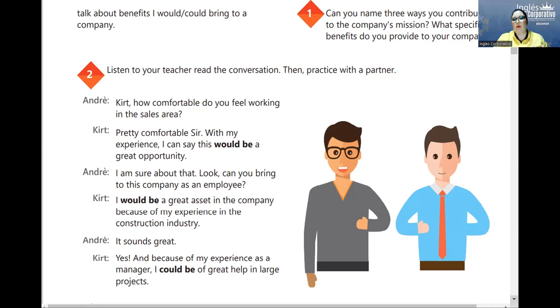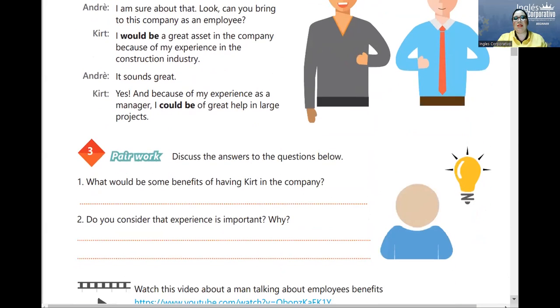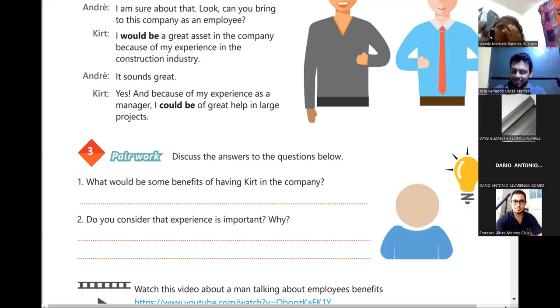According to the conversation, what will be some benefits of having Curt in the company? What will be some benefits of having Curt in the company? What do you think?